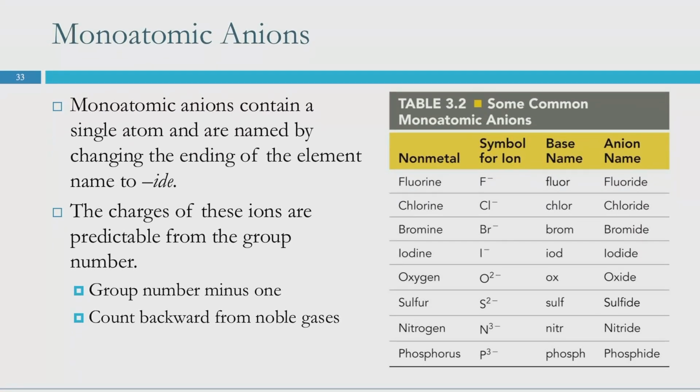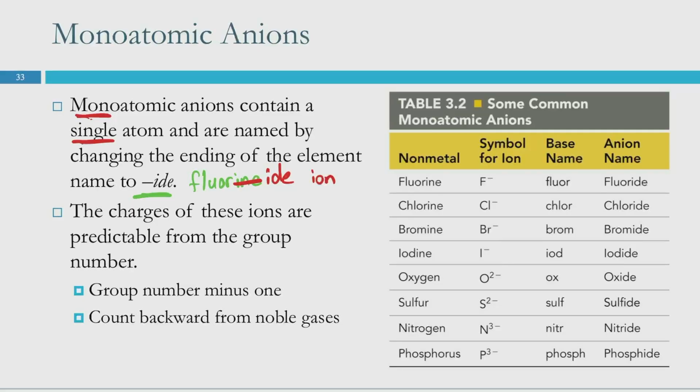Moving on to our anions. We've got a lot of monoatomic anions, so where it's just one atom and they have a charge. Our monoatomic anions contain one atom, and they're named by changing the ending to -ide. So fluorine, the base part of that is fluor, F-L-U-O-R. We would change the ending to -ide, and you can add the ion part after it as well. So that'd be the fluoride ion if we're talking about just F- by itself.